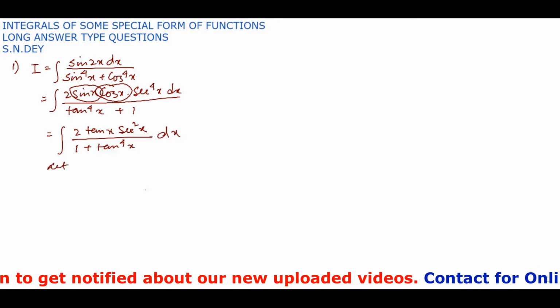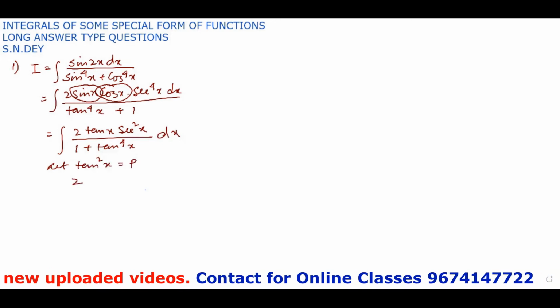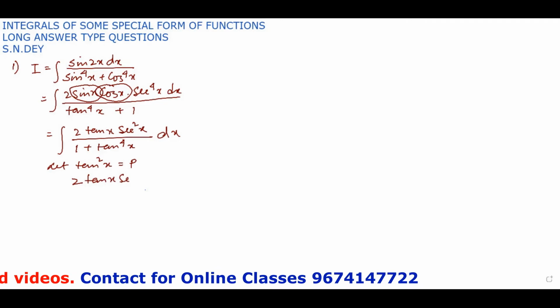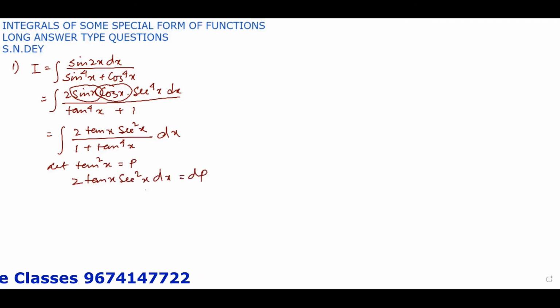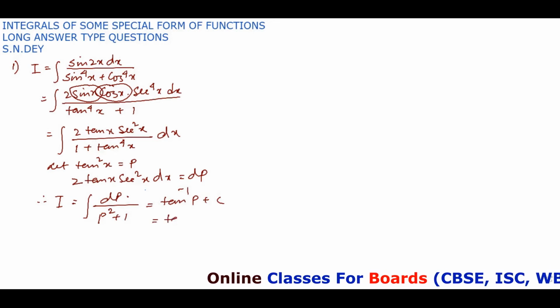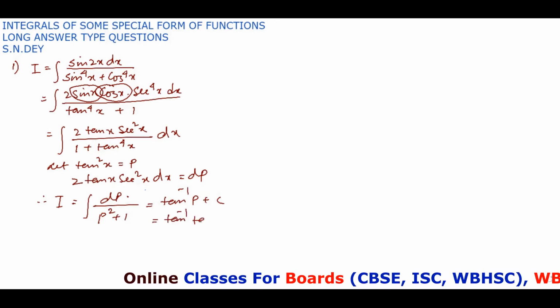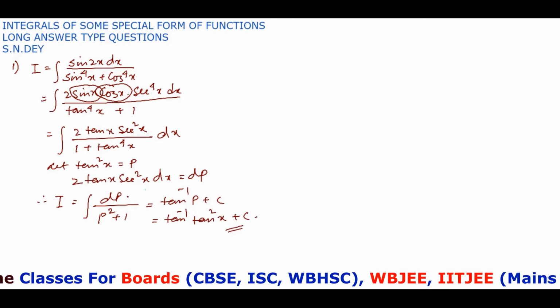let tan square x is p. So we are getting 2 tan x sec square x dx is dp. Therefore, the integration becomes dp by p square plus 1. That gives you tan inverse p plus c. So that gives you tan inverse tan square x plus c. Is it clear? So this is the first sum.